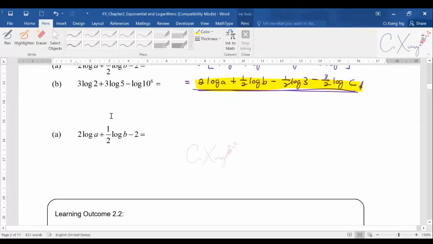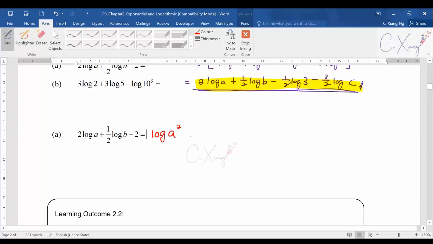Okay, so how to combine everything here? To combine all the log functions, what you need to do is make sure every single term has a log. That's the first thing. And the second thing is you have to make sure that all the numbers in front, you pull them back to become a power first. Okay, so let us check. First term, 2 log A. Before you combine them, you can change it to become log A power 2.